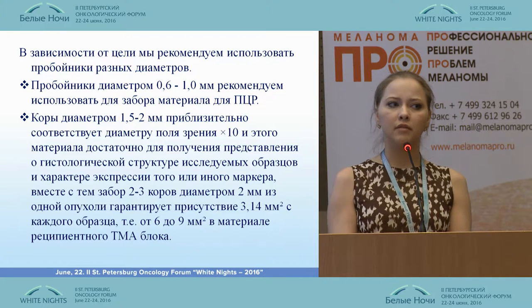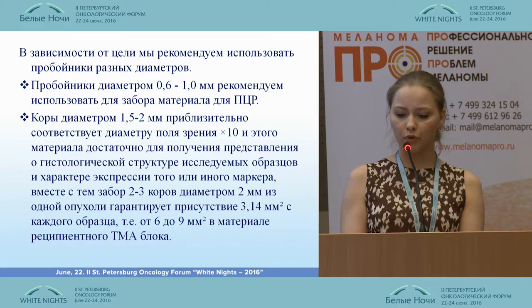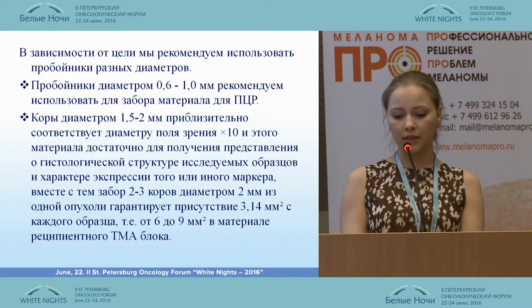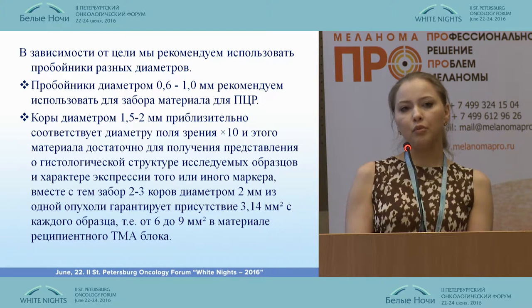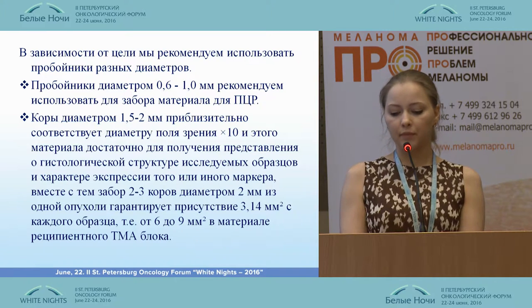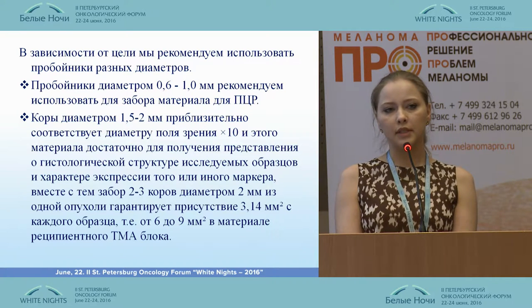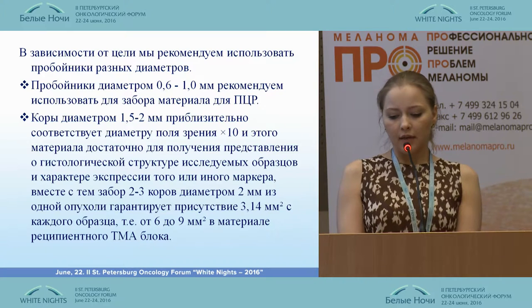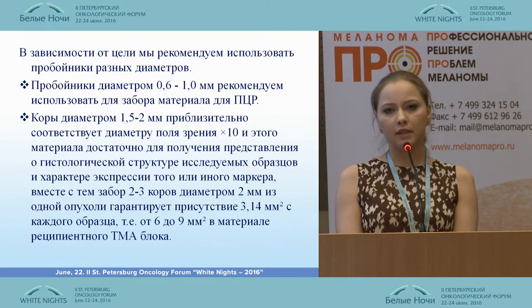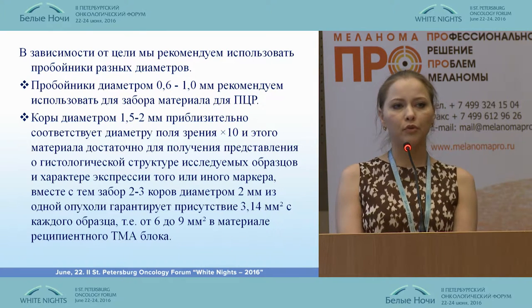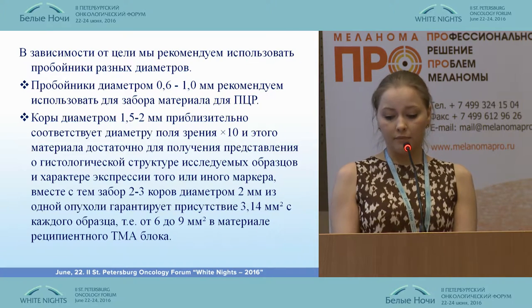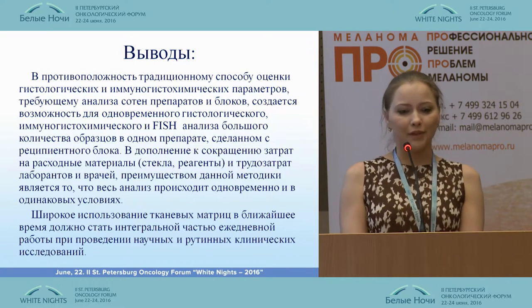Depending on the purpose, we can use different types of materials with different diameters, like 0.6 millimeters, where you don't have a very specific structure of the tumor, but still you have a very accurate number of cells to be studied carefully. And if you zoom about 10 times, the diameter of 1 millimeter is an ideal one. It gives you a picture of the histological structure of the tumor.